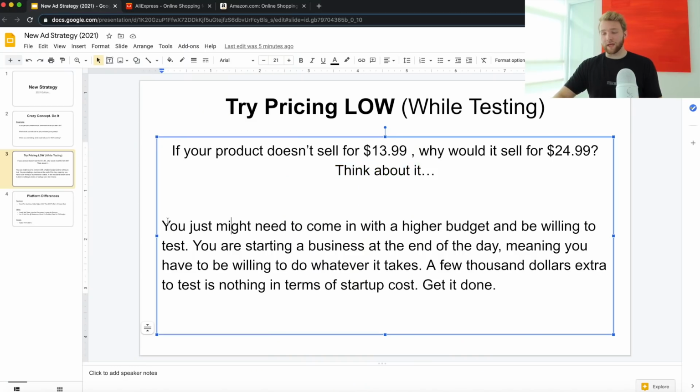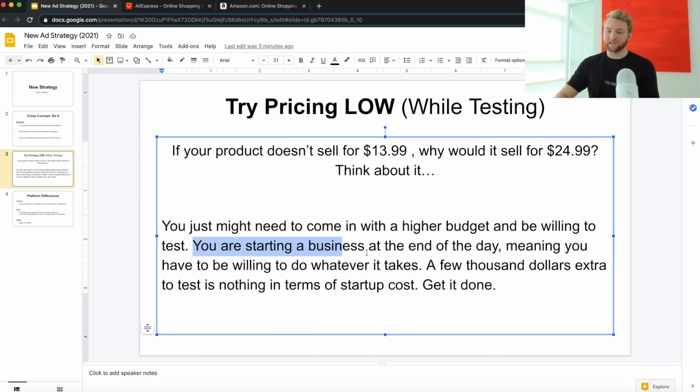Now, to do this, you might need to come in with a higher budget and be willing to test. You might be willing to spend another $1,000 or $2,000 on product testing. But if you're starting a business, at the end of the day, that means you've got to do whatever it takes. So what's a couple $1,000s more? And I understand you might not have a lot. I didn't start with much money 5 years ago. I went broke multiple times when I was trying to do this strategy, okay?